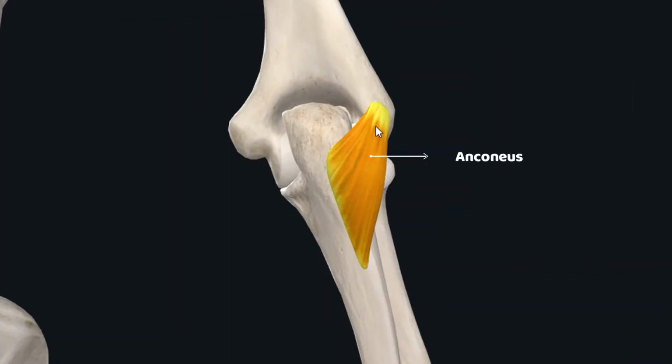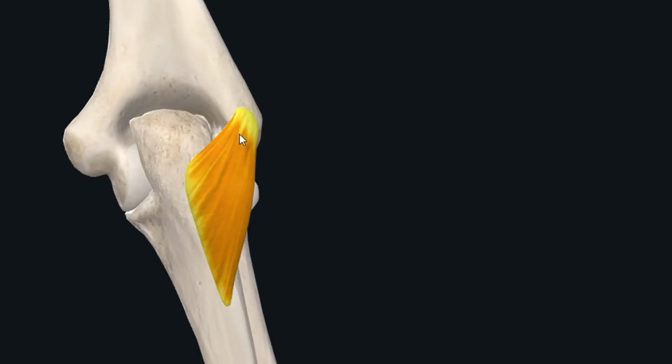So the Anconeus is this short triangular muscle that is found in the posterior compartment of the forearm. And it is one of the superficial muscles of the posterior or extensor compartment of the forearm. And as you can see, this muscle lies just superficial or posterior to the elbow joint. So let's study the important anatomical features of this muscle.